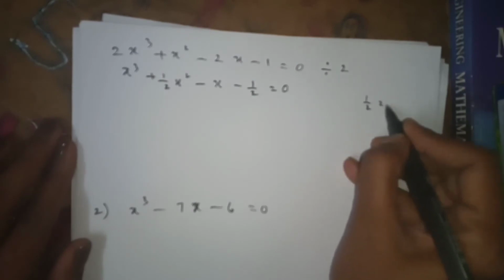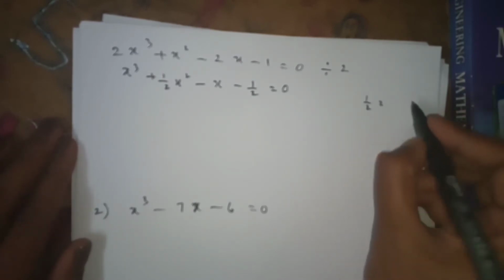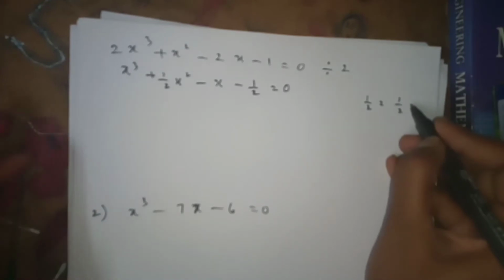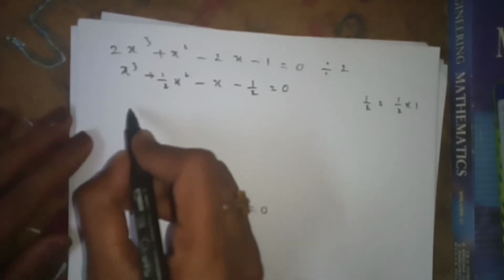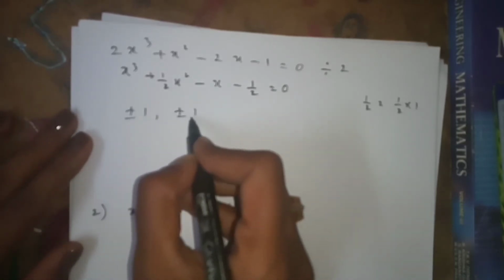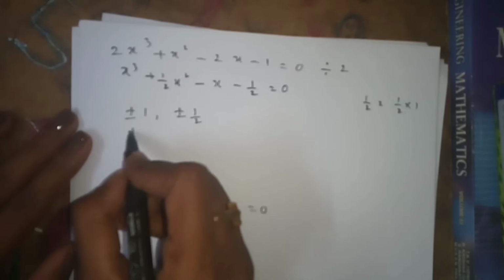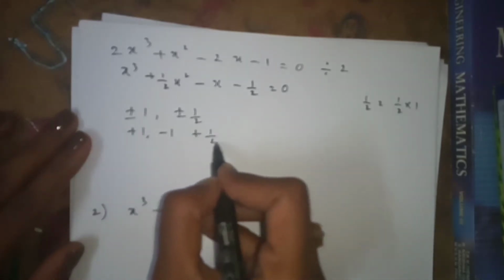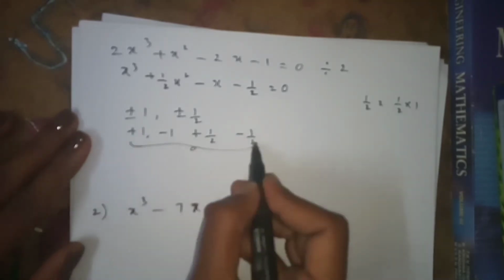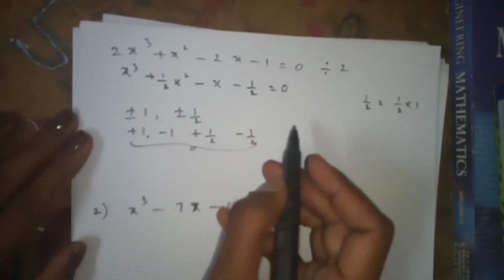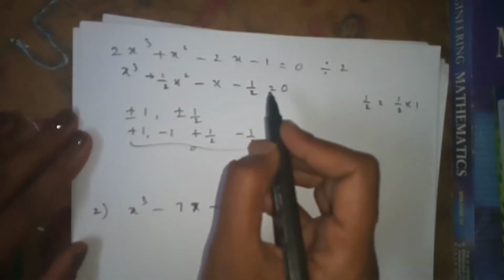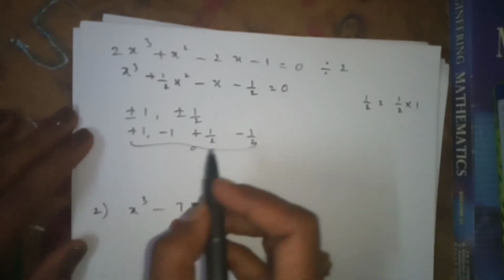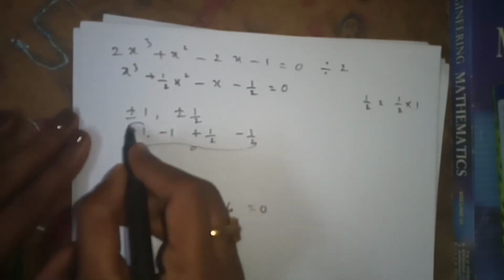Now the factors of 1 by 2: we get 1 by 2 into 1. Therefore the factors are plus or minus 1, plus or minus 1 by 2. In detail, plus 1, minus 1, plus 1 by 2, minus 1 by 2. Out of these factors, the sum of any 3 numbers is equal to plus 1 by 2, and the product of any 3 numbers is equal to minus 1 by 2. In such a way we have to choose the 3 numbers.